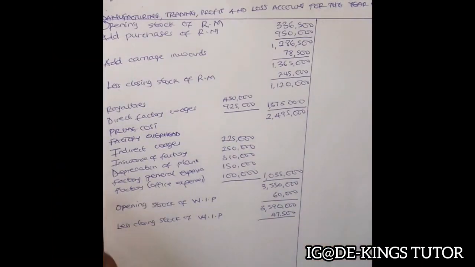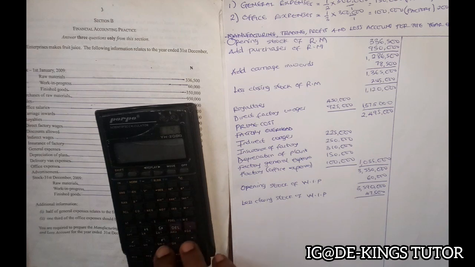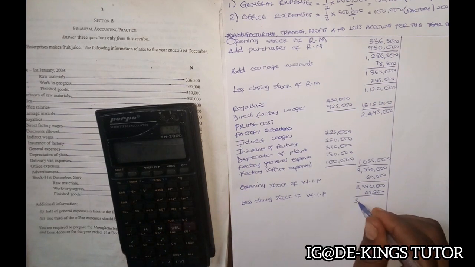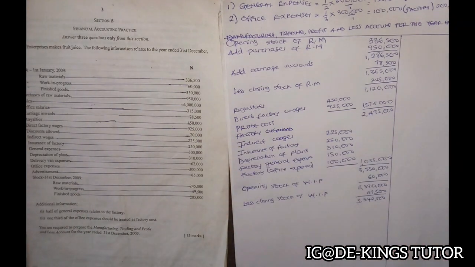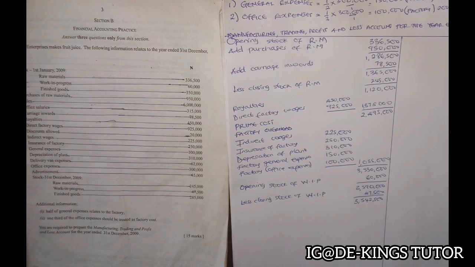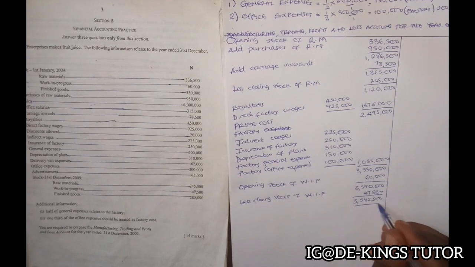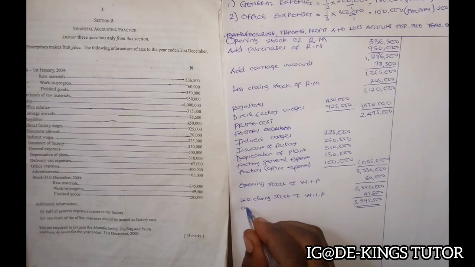So we have 3,590,000 minus 47,500. So we have 3,542,500. Okay, 3,542,500. So this amount becomes our cost of production.